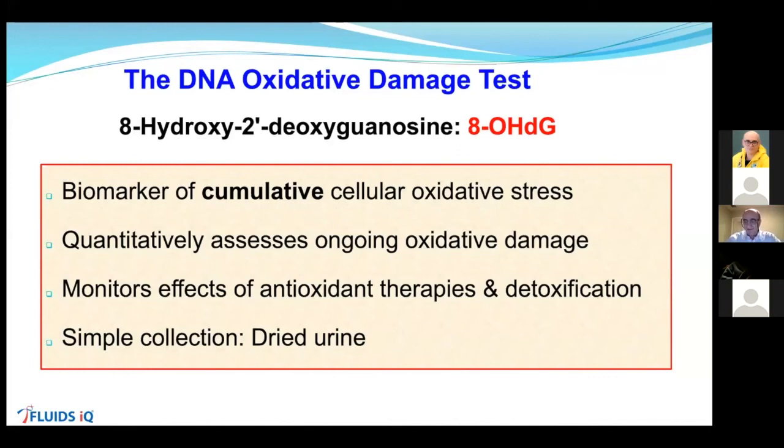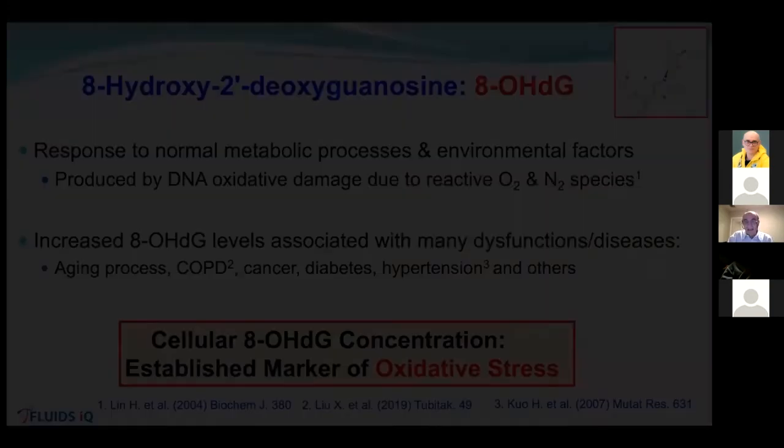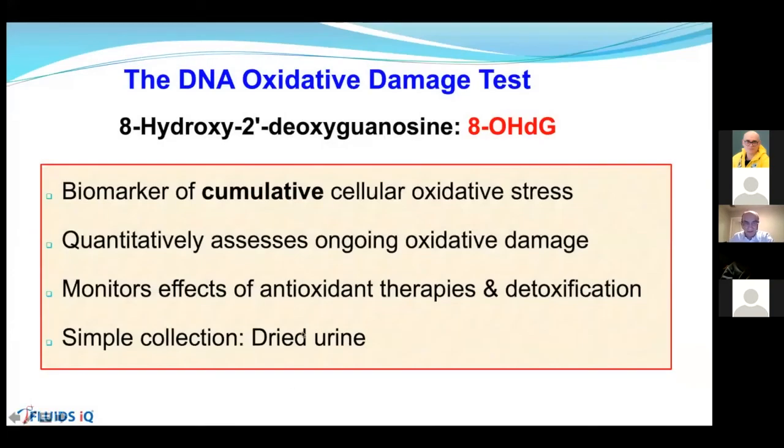What you want is a non-diagnostic test that tells you how well that person is functioning and how damaged their cells are. So it's really a way of quantitatively assessing ongoing oxidative damage. And of course, in that way, you're able to monitor the effects of various types of antioxidant therapy, whether it's supplements, diet, or both, and what you're doing to try to detoxify the liver, etc. And as I said, we use a simple collection system, which is dried urine.